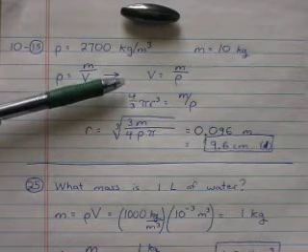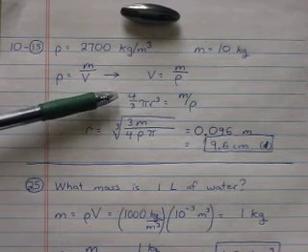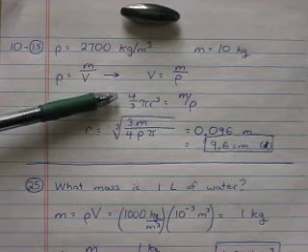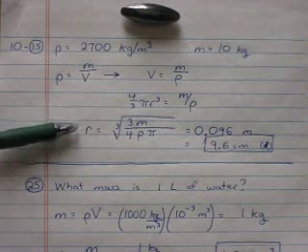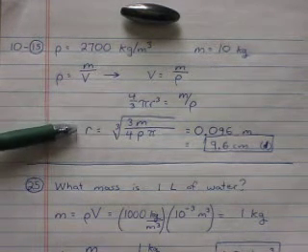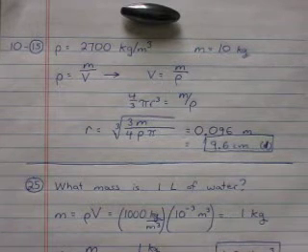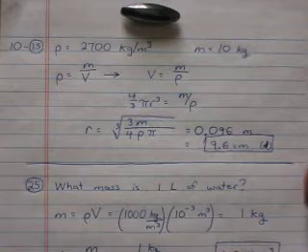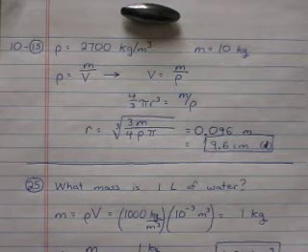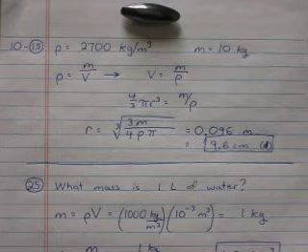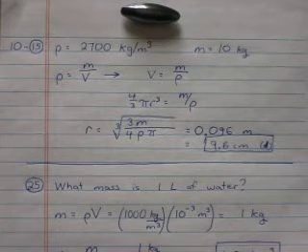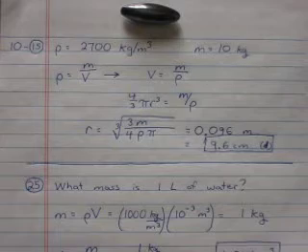Since we need the radius, let's convert volume of a sphere to 4/3 pi r cubed. Solving for radius, we get radius is the cube root of 3m over 4 rho pi. And you solve for that and you get 0.096 meters or 9.6 centimeters, which is answer D.